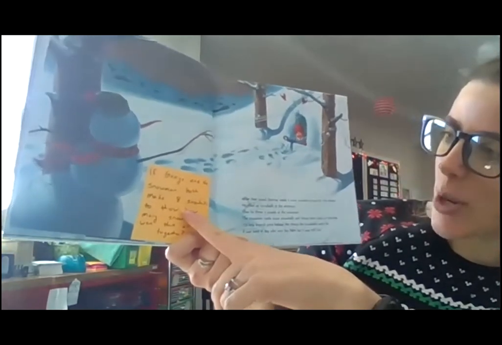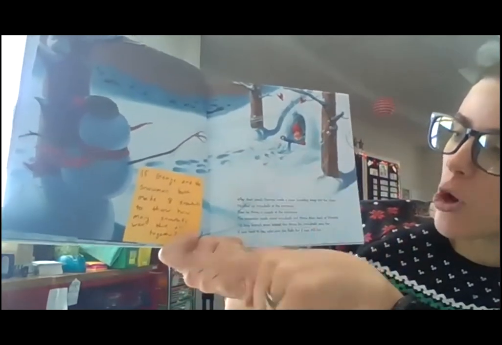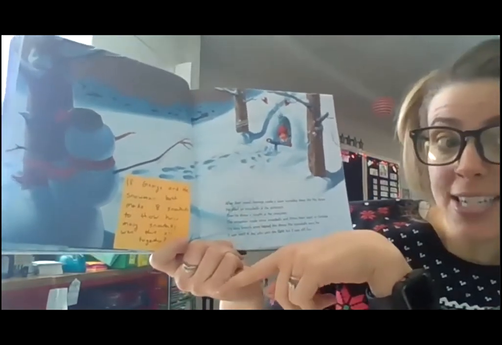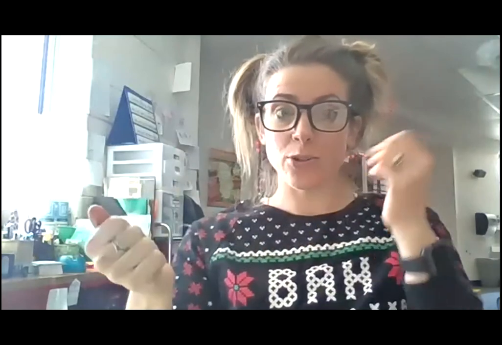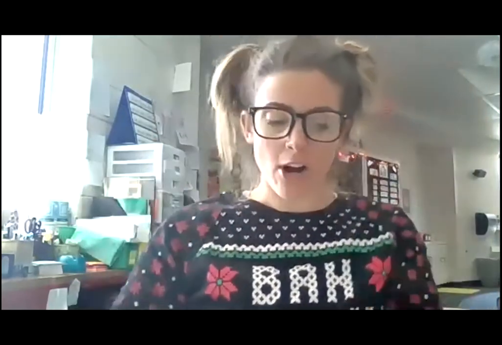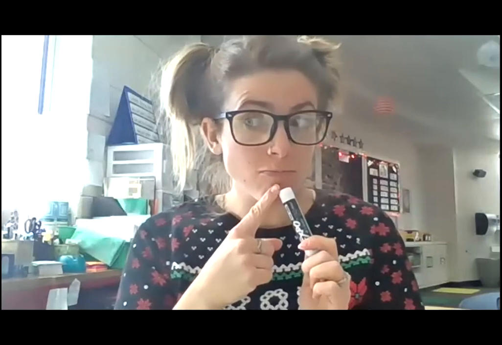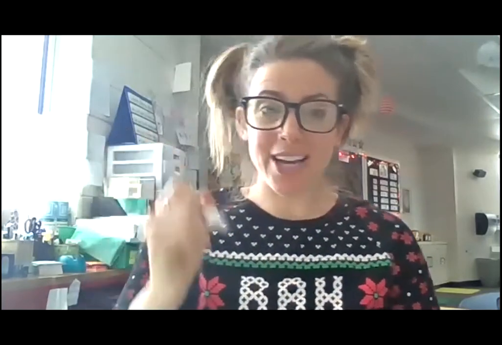And here's our last story problem. If George and the snowman both made 8 snowballs to throw, how many snowballs were there all together? So they both made 8. How many were there all together? So think, we're taking those 2 parts, we're putting them together. Are we adding or subtracting? You should know. Go ahead and pause and solve and then come back.